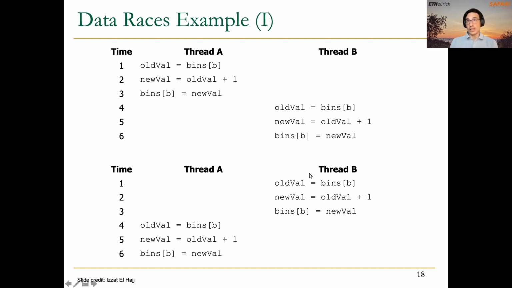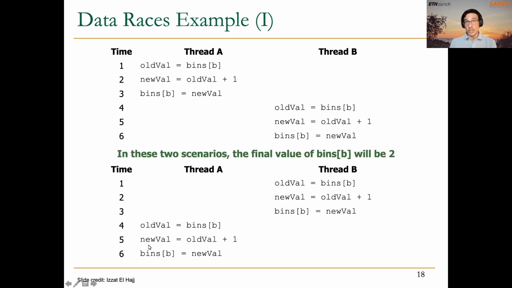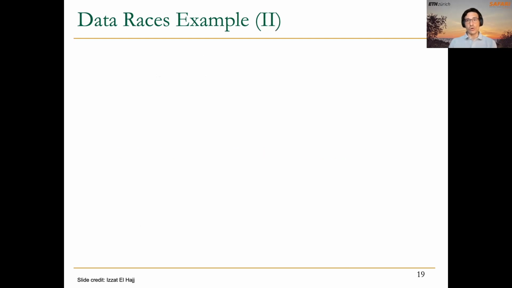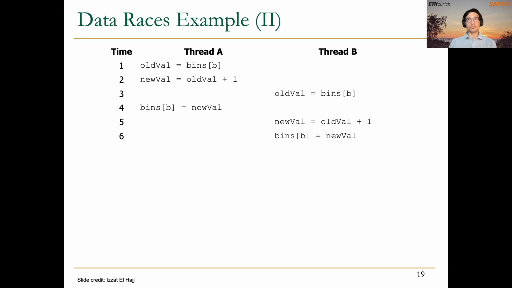If that is the case, then as you see, first one thread executes the 3 instructions, then another thread executes the other 3 instructions, and in these two scenarios, the final value will be 2. So the result will be correct. However, what may happen as well is that the instructions, as they are executed by the two threads, may be interleaved.